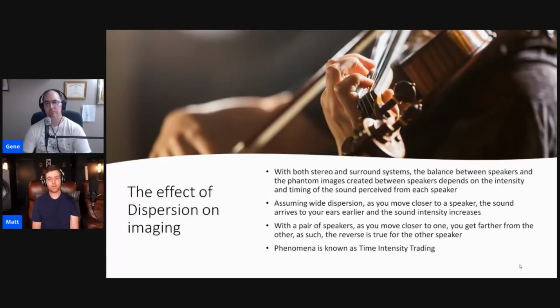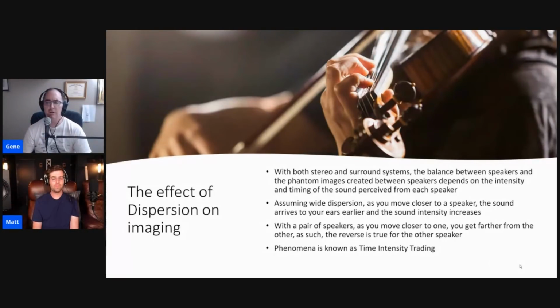So with both stereo and surround systems, the balance between speakers and the phantom image created between the speakers depends on the intensity and timing of the sound perceived from each speaker. In other words, the way that we create that phantom image from two speakers depends on how far apart each of those are and how loud they are. So a balance control, for instance, changes the volume of the left and right speaker, and that shifts the image left or right, even though the timing remains the same. Now you can also delay the left or right speaker, and that also shifts the image. This is important for the stuff we're going to talk about later.